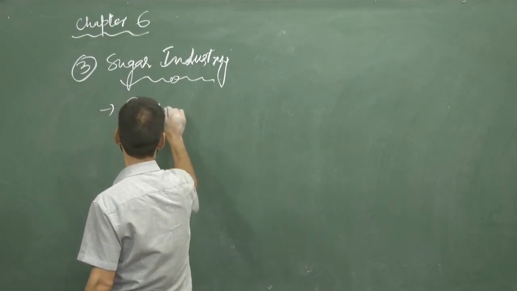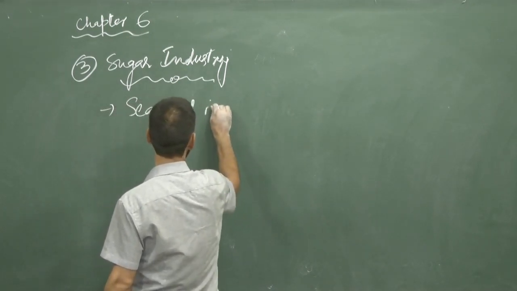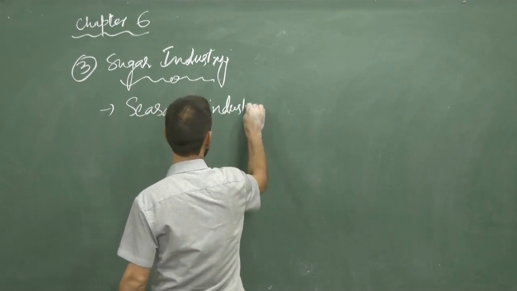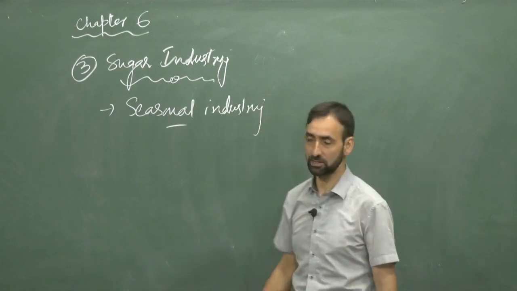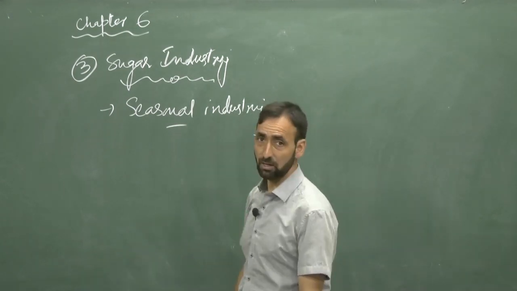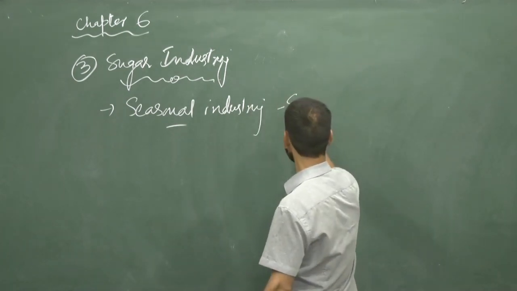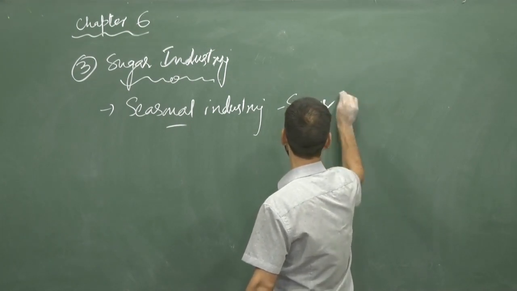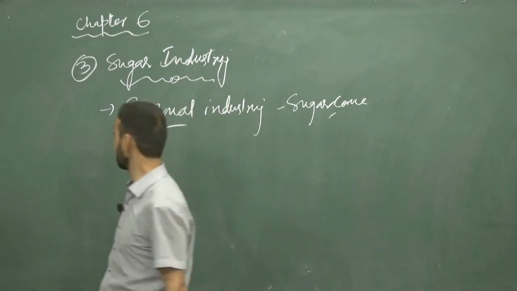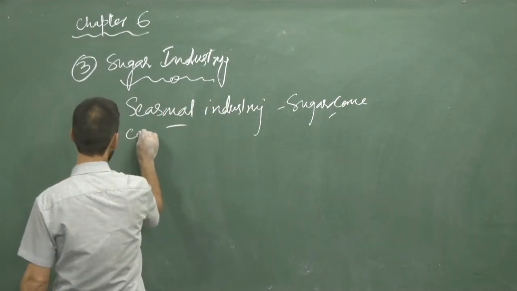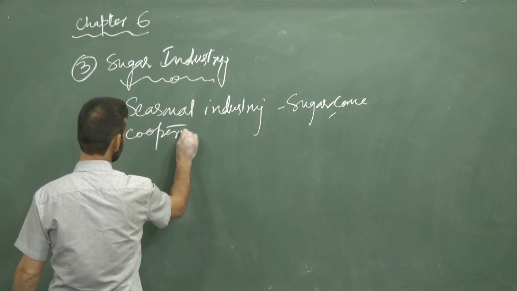In this way, sugar industry, it is seasonal. It is seasonal industry. Why it is seasonal industry? Can you tell me why it is seasonal industry? Because raw material, which is sugar cane, is not grown throughout year. Sugar cane is not grown throughout year. That is why it is seasonal. It is operated by cooperative sector.